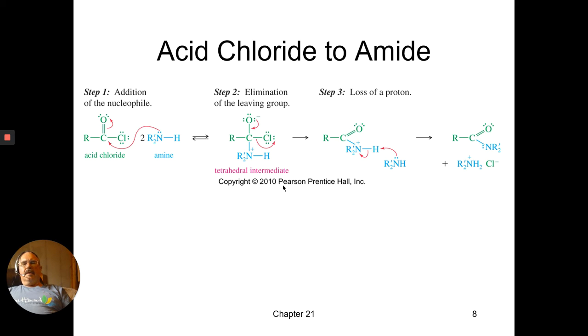If the nucleophile is ammonia or an amine, we can convert an acid chloride into an amide. In our chapter on amines, we talked about how amines were basic. So one way of accomplishing this is to use two equivalents of the corresponding amine. Okay, we could also use one equivalent, and then we could use another base, something like pyridine or triethylamine.